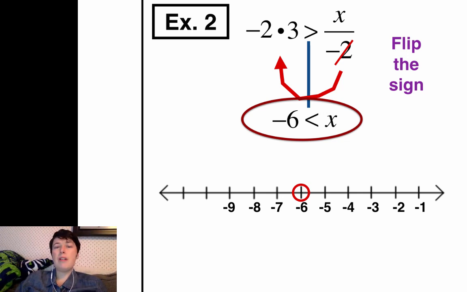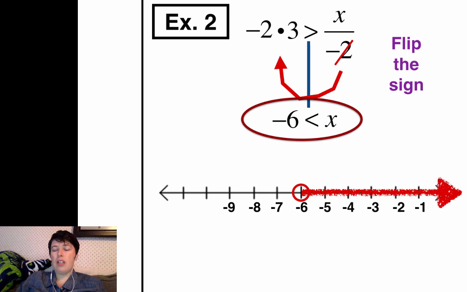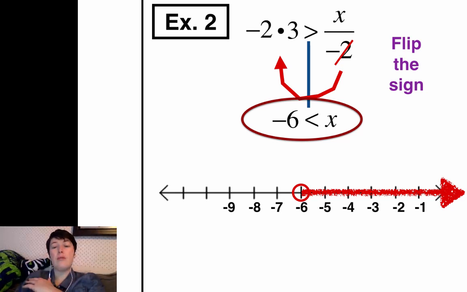And then I'm going to think about which way I'm going to shade. So this is a little tricky. I'm going to be shading to the right. X is greater than -6 when I read this problem. So x could be -5, it could be -4, it could be 100. 100 is greater than -6. It's anything to the right.